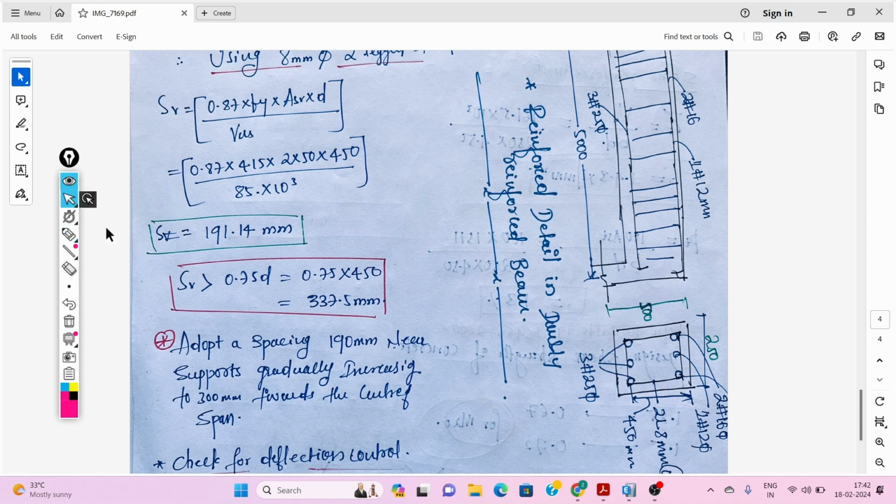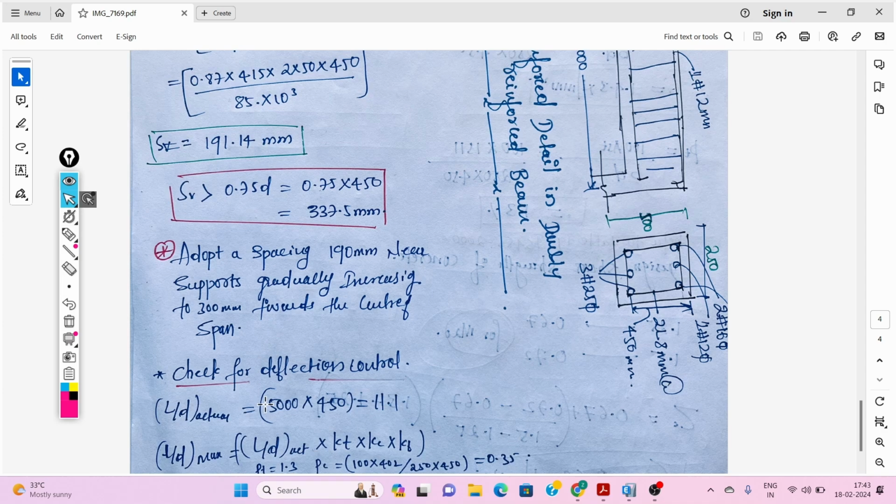We need to make a spacing 190 mm near the supports, gradually increasing to 300 mm. We can increase the spacing at the mid zone of the beam, because at mid zone of the beam we don't have that much shear force, so we can increase the spacing of the stirrups. Okay. At the support we can provide 190 mm center to center. At mid we can provide up to 300 mm center to center.